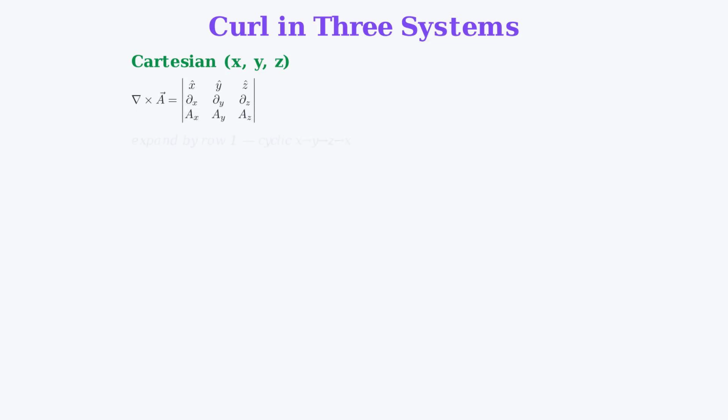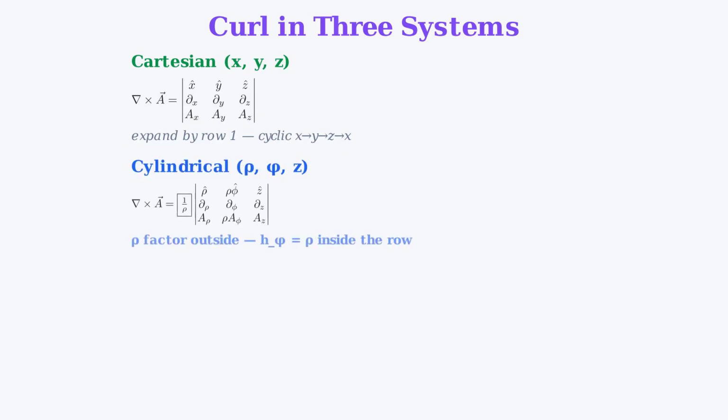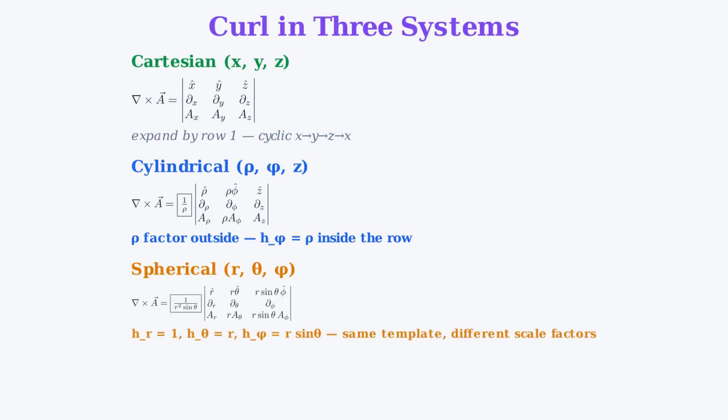The curl is built from a determinant. In Cartesian, nabla cross A is the determinant of a 3x3 with x hat, y hat, z hat in the first row, partial x, partial y, partial z in the second, and Ax, Ay, Az in the third. Expand by the first row and you get the standard form, partial Az over y minus partial Ay over z in the x hat slot, and so on by cyclic permutation.